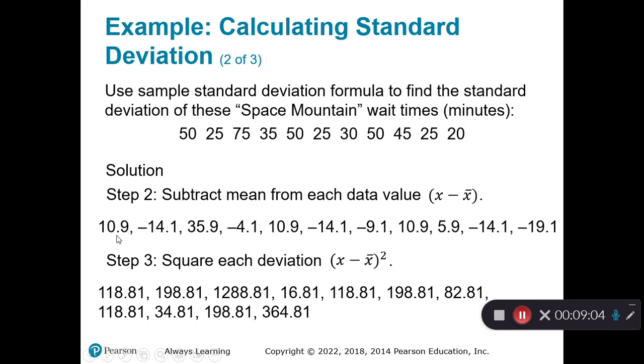So that 10.9 will be squared, gives us 118.81. The negative 14.1 is squared. Recall that when we square a negative quantity, it becomes a positive product. So negative 14.1 when squared becomes 198.81. In essence, all of these squares are going to be positive, or the worst case scenario would be 0 if the difference had been 0.